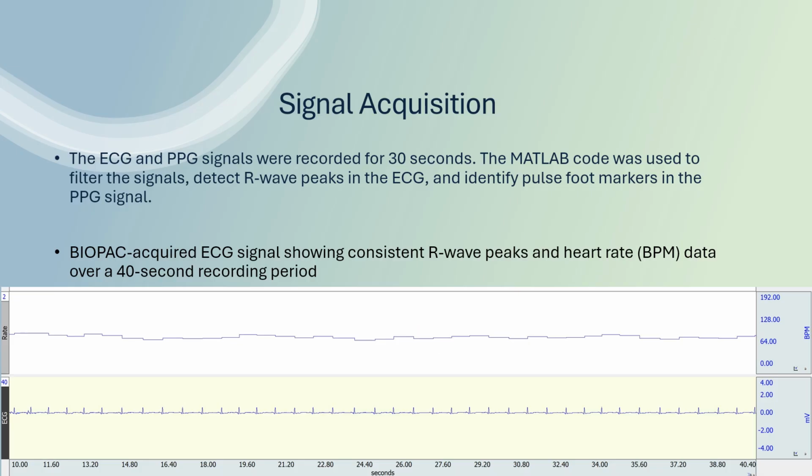To acquire the signals, the BIOPAC system captured ECG signals for 30 seconds, while the PPG signals were recorded using the Arduino and MATLAB. We applied pre-processing techniques to filter the data and identify key features. The R-wave peaks were detected in the ECG signal, and the pulse foot markers were identified in the PPG signal. This image shows the raw ECG signal acquired using the BIOPAC system. You can see consistent R-wave peaks, and the heart rate is also recorded over the duration of the experiment.